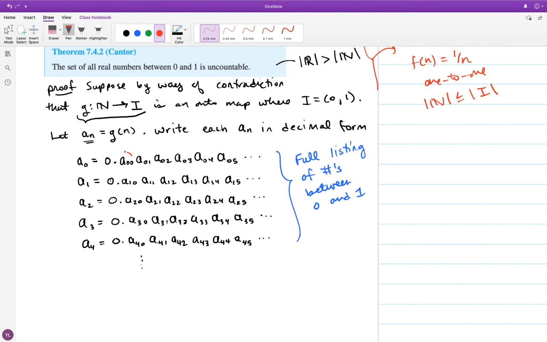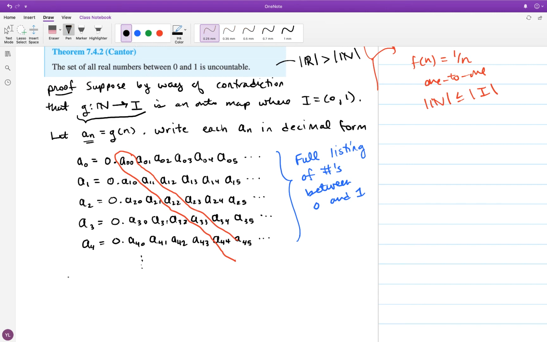Okay, now here we're going to derive a contradiction. What we're going to do, and this is why it's called a diagonalization argument, is we're going to focus our attention on the diagonal of this lattice. So we're going to look at the first decimal place of the first number, the second decimal place of the second number, the third decimal place of the third number, and so on, like that. So these are all numbers between 0 and 9, right?